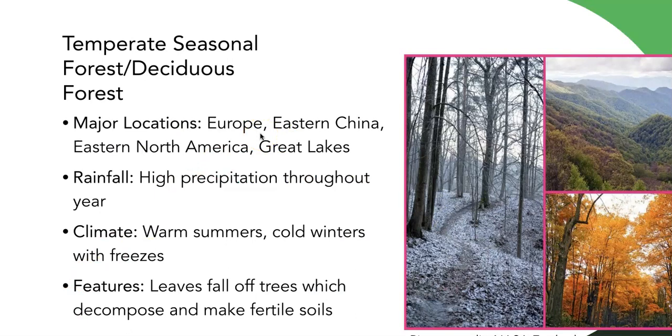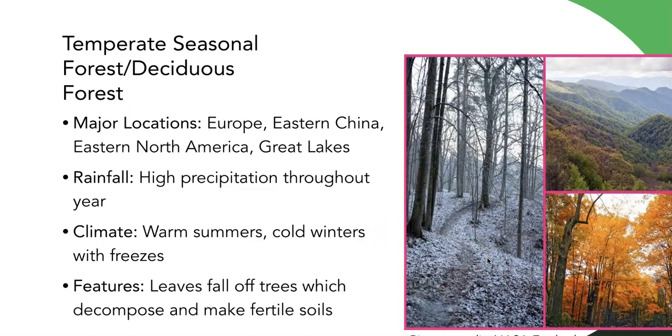The first biome we're going to fill in is the temperate seasonal forest, and another name for it is a deciduous forest. So on your chart, fill in these major locations: Europe, Eastern China, Eastern North America. The Great Lakes have seasonal forests. In the chart that says rainfall, it's high precipitation throughout the year. Fill in the climate: warm summers, cold winters with freezes, and the leaves fall off the trees, which decompose and make fertile soils.